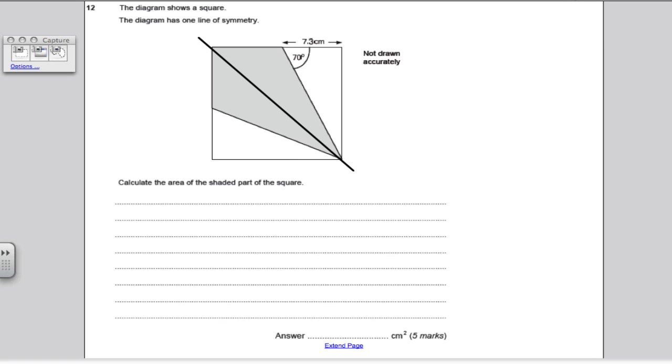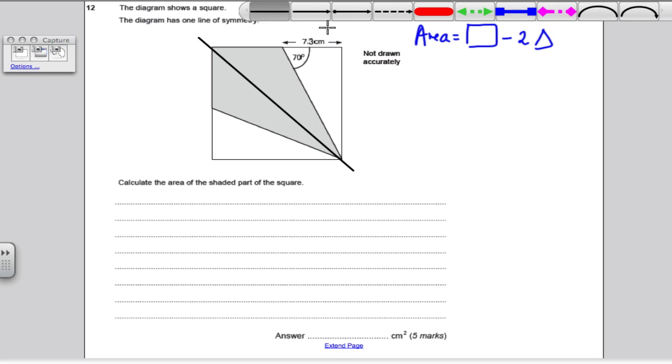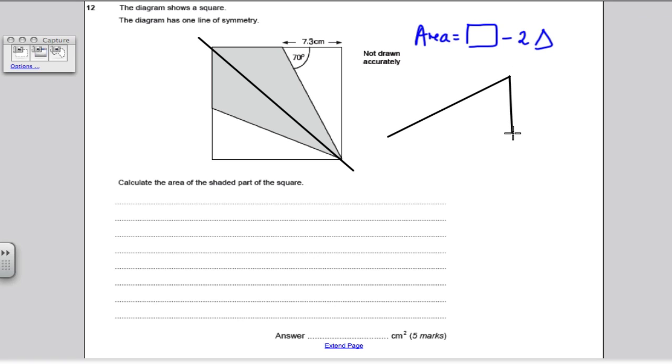Just as a bit of logic to start with, a way of working out the area of the shaded would be to work out the area of the whole square and subtract that triangle and that triangle. And because they're both the same, subtract 2 lots of the triangle. Okay, so that's what we're going to try and do. Let's draw this triangle out for ourselves here. We've got a triangle here.